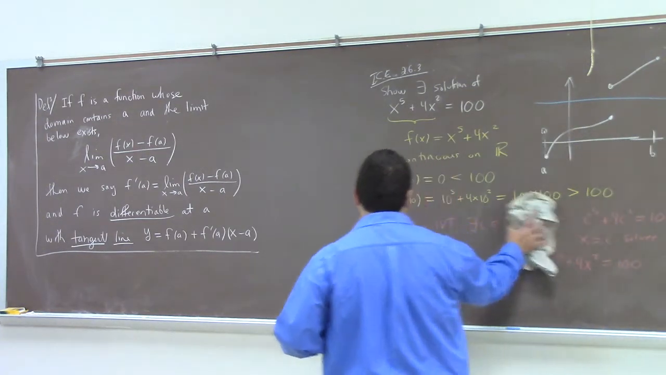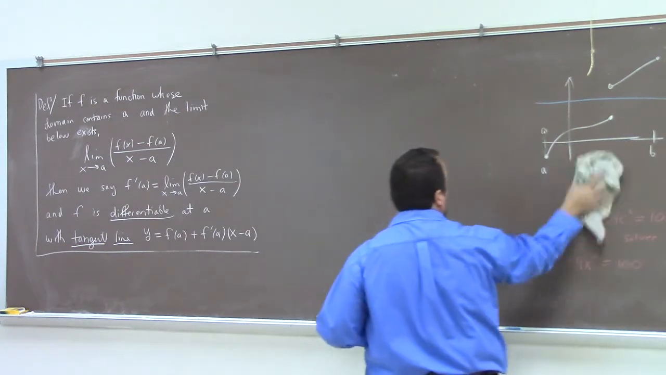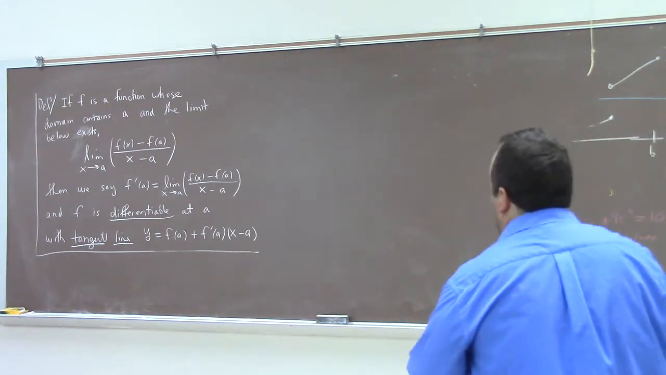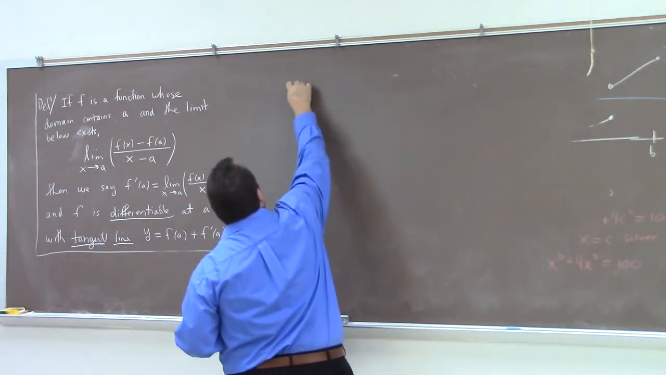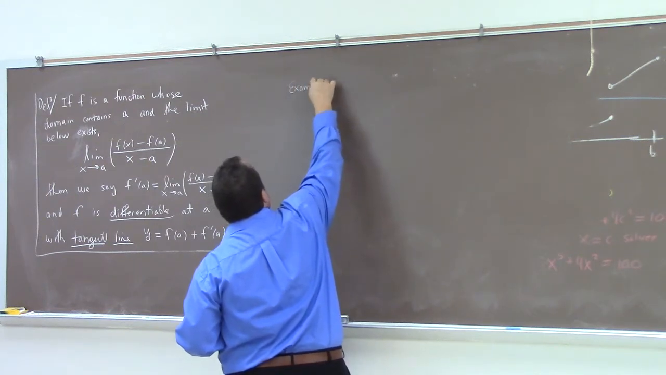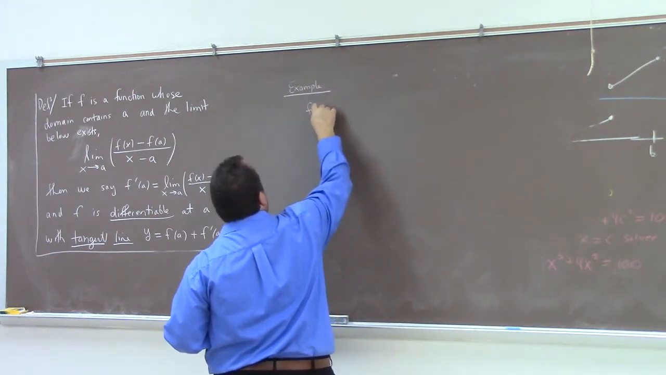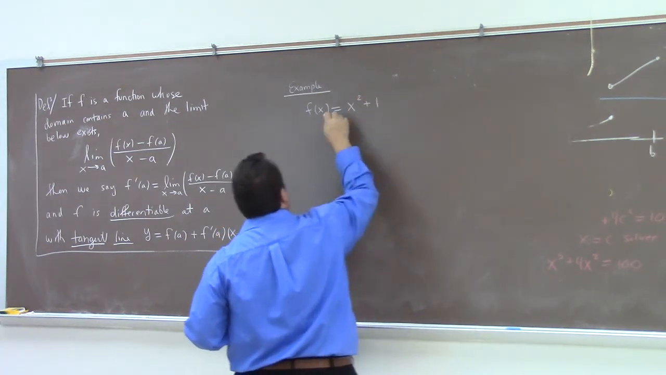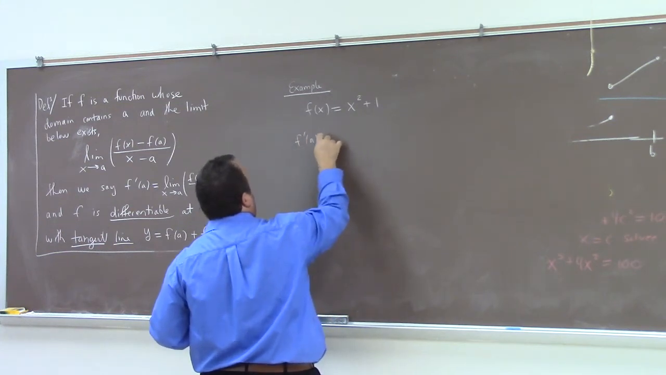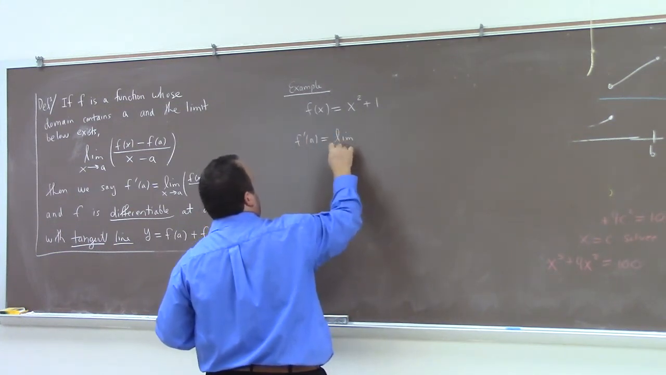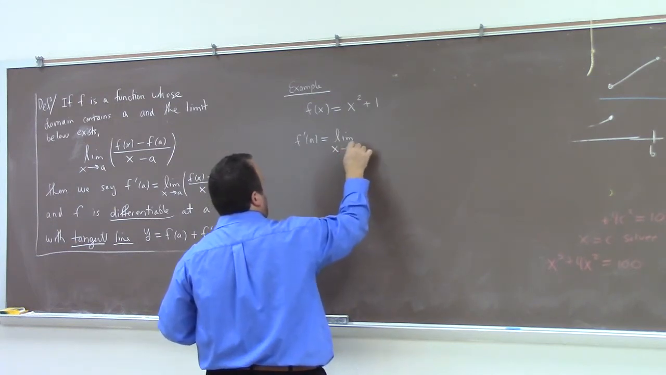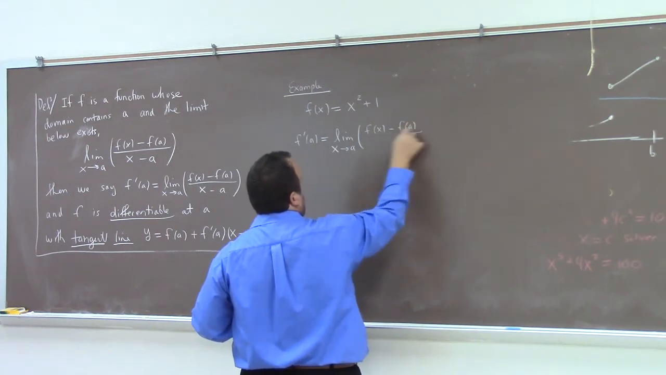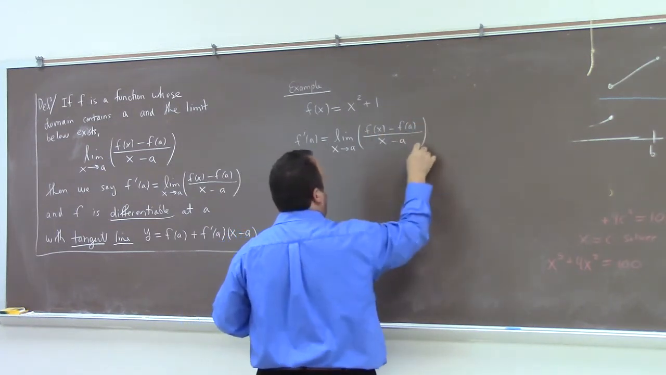I'll do a real simple example here for you guys, just to whet our whistle. So f of x equal to, say, x squared plus 1, right? So f prime of a is the limit as x goes to a of f of x minus f of a over x minus a. All right, so what is that?